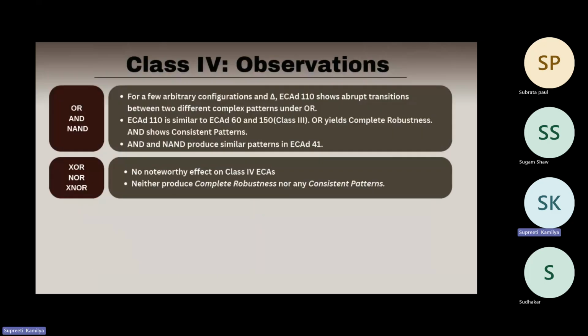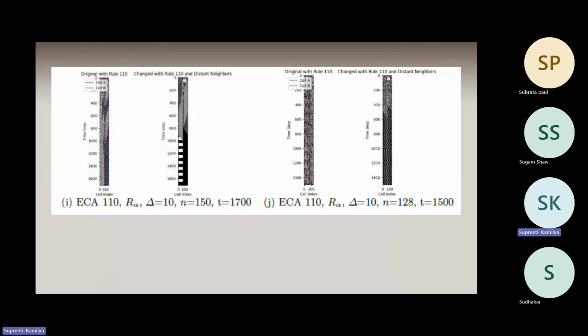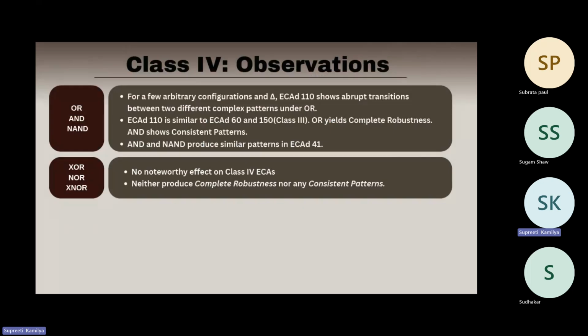So the class 4 observations are that for a few arbitrary configurations and delta, ECAD shows abrupt transitions that we can observe here as well. As you can see in the first diagram, the ECA seems to be normal, but in the second diagram, there are a lot of abrupt transitions when you introduce a distant neighbor here. This is run for 1700 time steps because initially we could not identify it in a small duration of time, but then we found a lot of abrupt transitions here. And ECAD is similar to 60 and 150, and this OR yields complete robustness through class 4 and shows consistent patterns. Similarly, XOR, NOR, and XNOR produce neither complete robustness nor consistent patterns here.